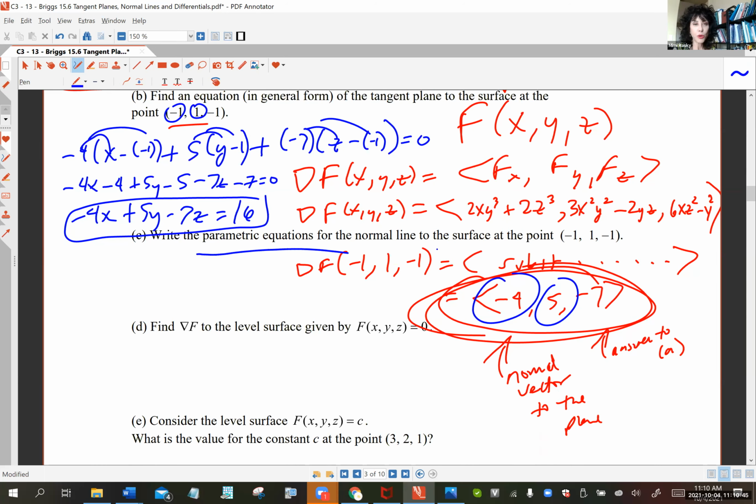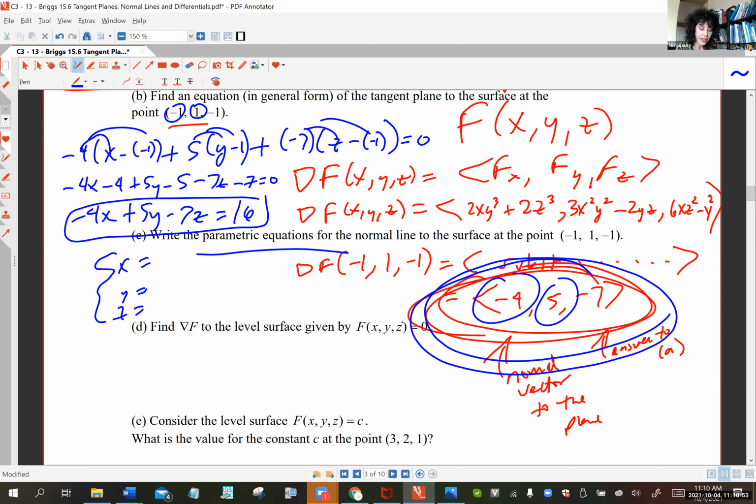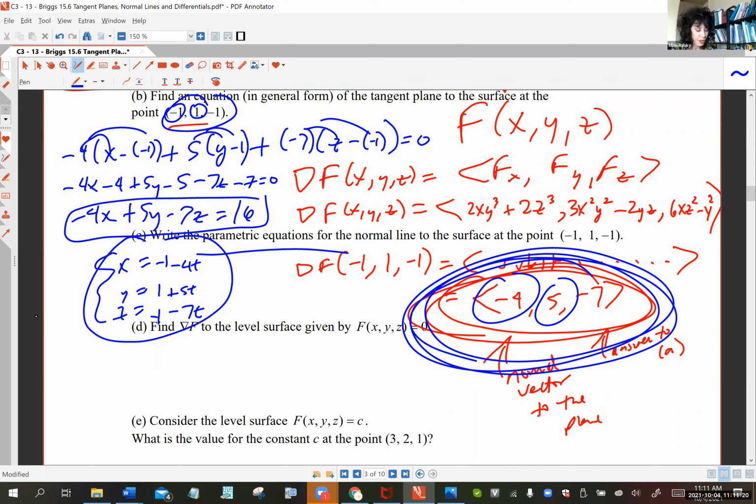Now let's get parametric equations for the normal line. We're almost done. Parametric equations, we got the direction vector. What's the direction vector? The gradient. It's sticking in the same direction as the normal vector, or as the normal line is. And you got the point, -1, 1, -1. So let me just write those first, -1, 1, -1. And then here we're going to have -4t plus 5t and -7t. And boom, those are the parametric equations for a normal line.